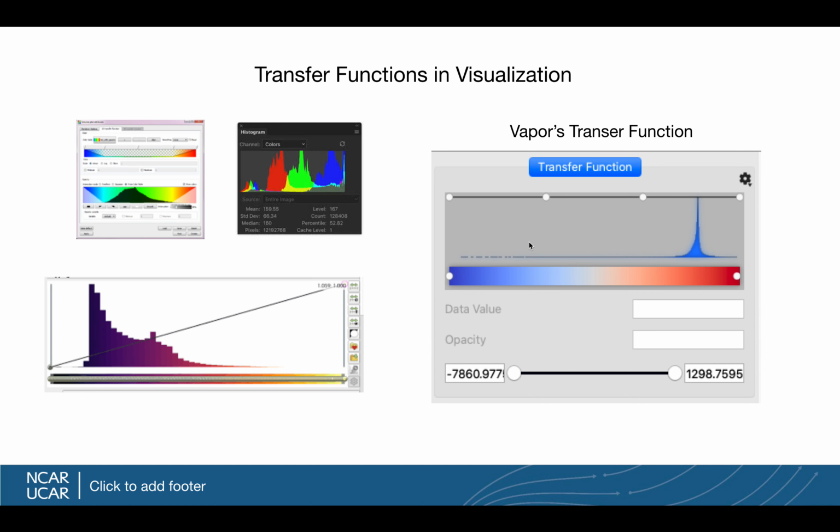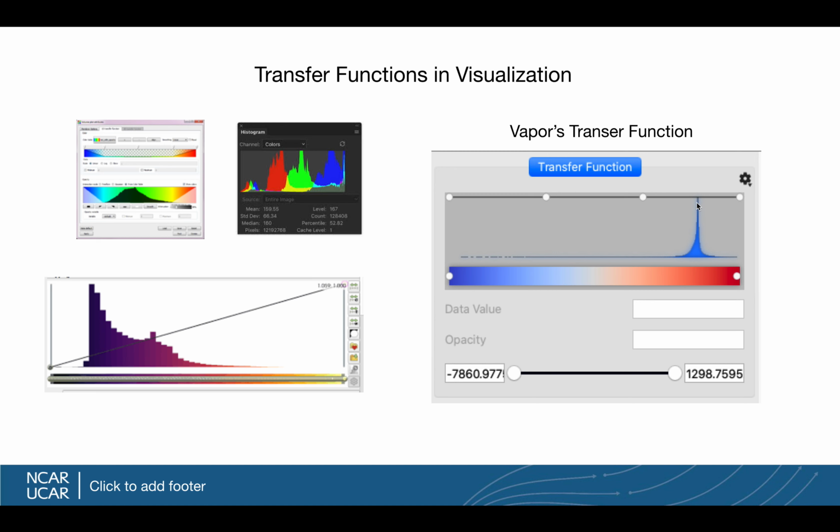Vapor's transfer function is over here on the right, and just like the other transfer functions, there is a histogram being depicted, and I believe we're looking at the pressure variable in a WRF simulation right now. We have a nice modal distribution, 2 tails and 1 big peak, and one thing that's very common amongst 3D visualization apps like Vapor, Visit, and ParaView is that they will draw a histogram like this, and then they will draw voxels or pixels according to the color values right underneath the histogram.